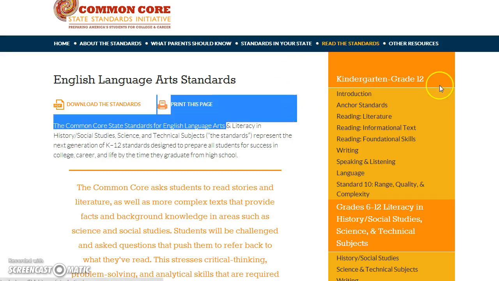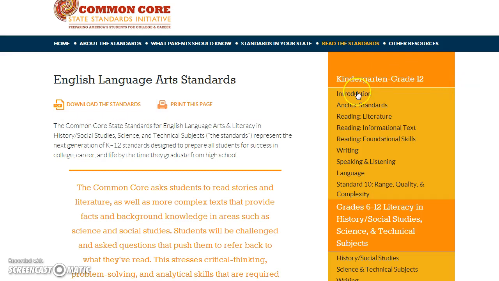Over here on the right-hand side, what you'll see is an introduction to the standards, the anchor standards, and those are the standards that go from kindergarten to 12th grade. The standard is the same throughout those grades. Of course, it looks different at kindergarten than it does at 12th grade, but the idea is when children are in kindergarten, they're working toward this standard throughout their whole schooling career.